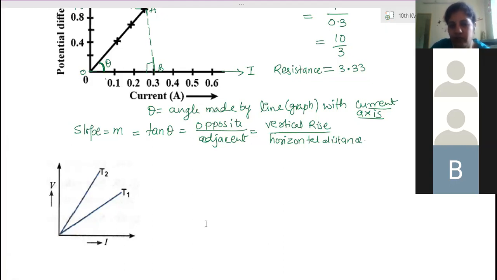We don't have any other values. We have only this graph. From that, we have to calculate which one will provide more resistance. How to calculate this? Ma'am, is it T1? How are we calculating?